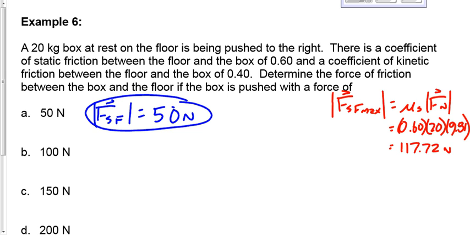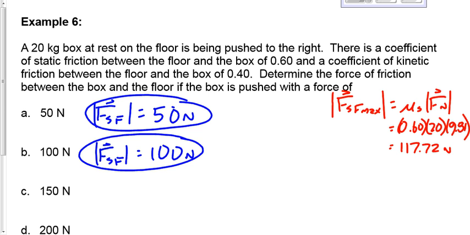If I push with 100, does it move? No. I have to push with at least 117.72. If it doesn't move, what's the force of static friction? What is it? 100. It's however hard I push, right? It's the stubborn force. It pushes as hard as I push. It's 100.